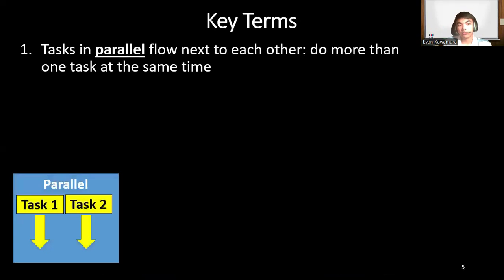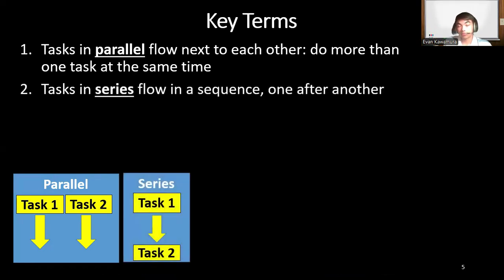Okay, so let's go over some key terms. When someone says I have tasks in parallel, you have two rivers, or two tasks flowing next to each other. This means you can do more than one task at the same time. If you have two rivers, the water's going down, so the idea is you can do two things at the same time. There's also a series, where things flow in a sequence, one after another. This one, you cannot do at the same time.